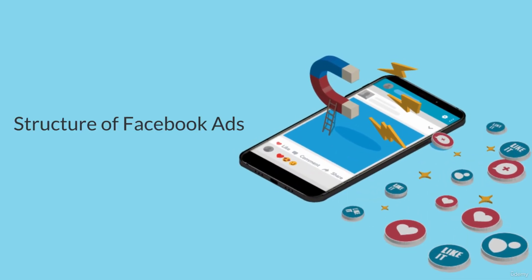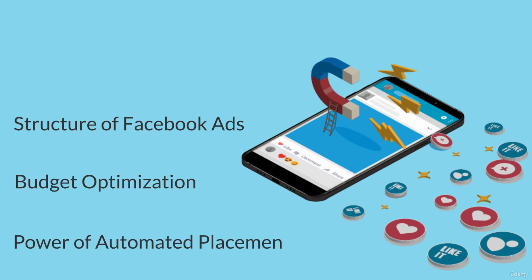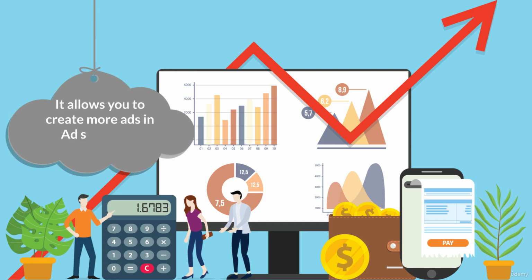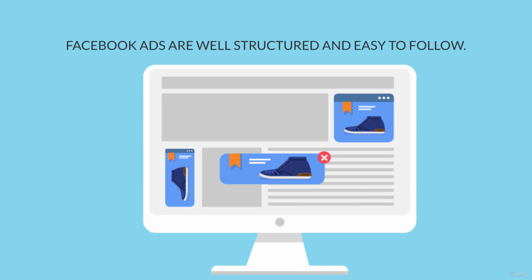Well, you need to understand the structure of Facebook ad creation, the usage of budget optimization, and the power of automated placements. Budget optimization is key. It allows you to create more ads in ad set within a campaign. Facebook ads are well structured and easy to follow. You always set up your campaign in 3 simple steps.